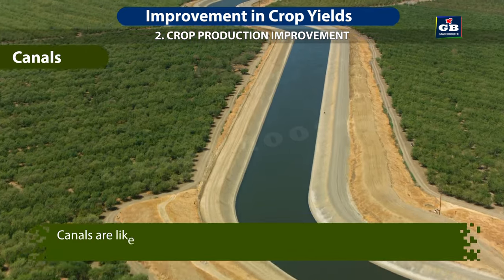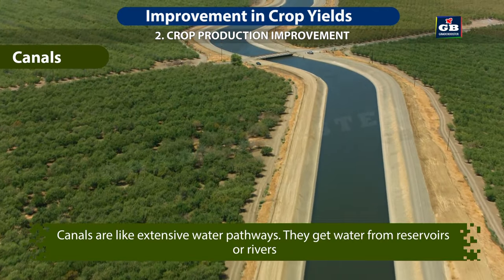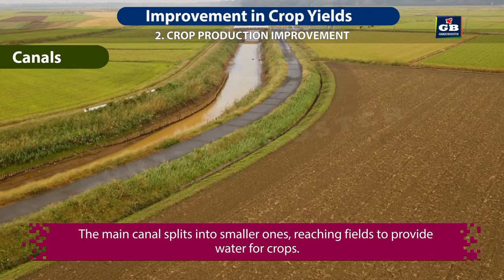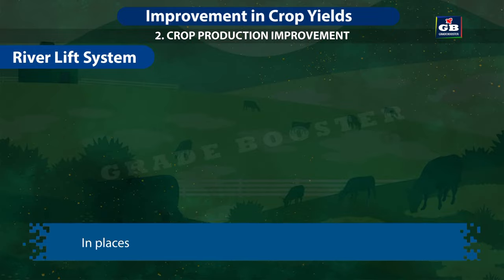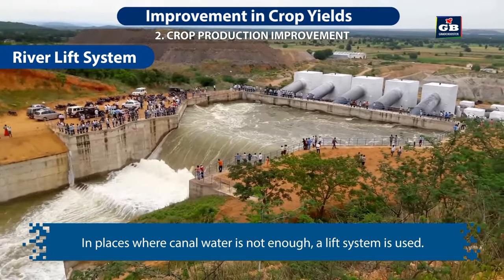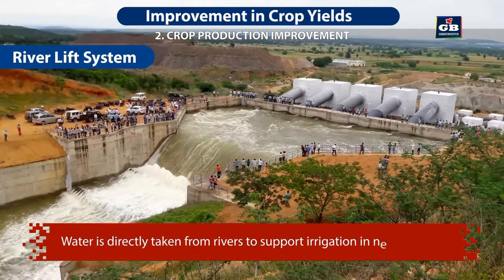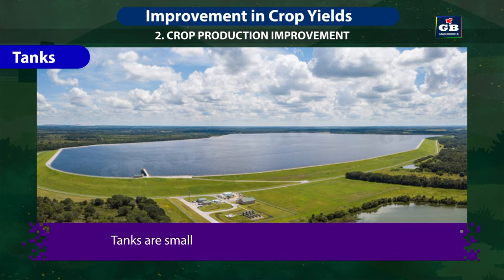Canals. Canals are like extensive water pathways. They get water from reservoirs or rivers. The main canal splits into smaller ones, reaching fields to provide water for crops. River lift systems. In places where canal water is not enough, a lift system is used. Water is directly taken from the river to support irrigation in nearby areas. Tanks are small storage areas that gather rainwater.